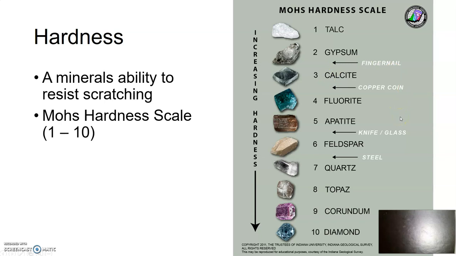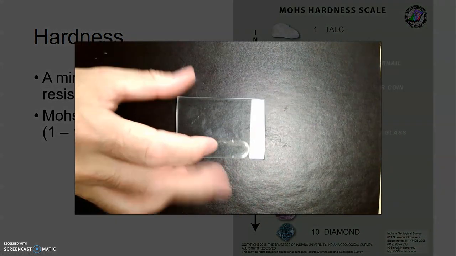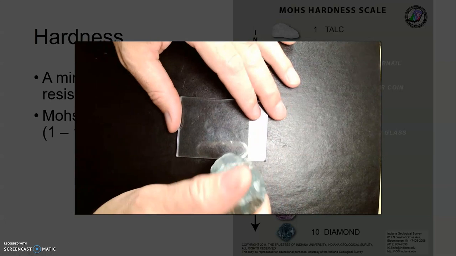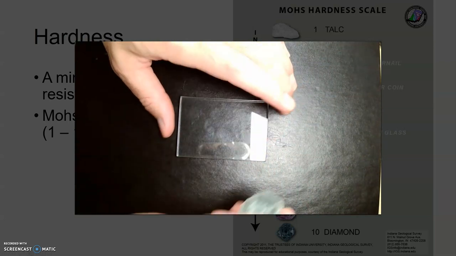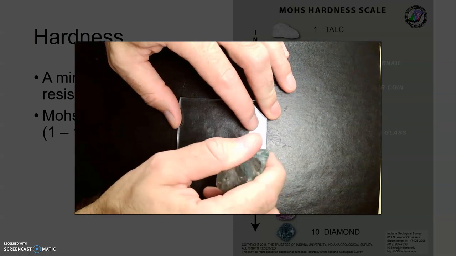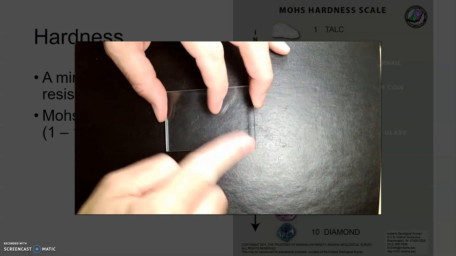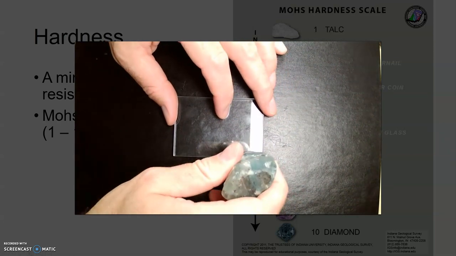So, for example, what we do a lot of times is use what's called a glass streak plate. This is just glass. So what you can do is take a mineral and you just scrape it along the glass streak plate. I'll just use this top corner here. Nothing. Did not scratch it whatsoever. You can't even hear anything.